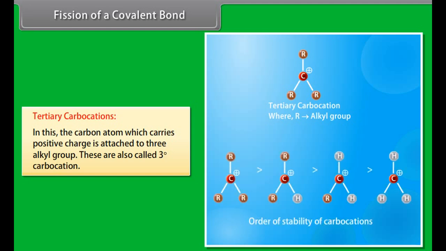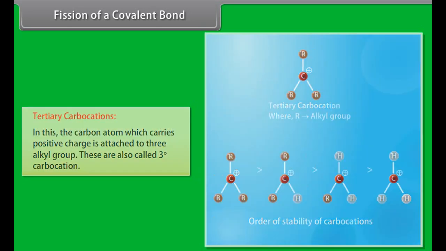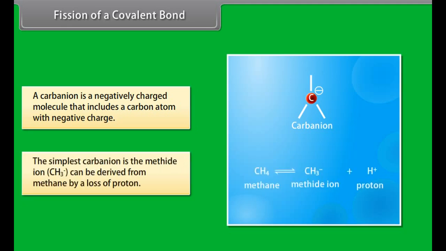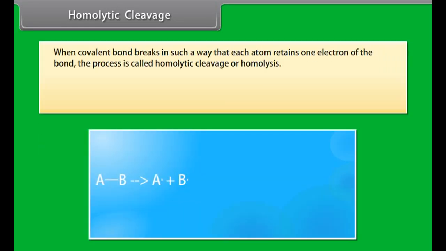These are also called 3-degree carbocation. Order of stability of carbocations is: a carbanion is negatively charged molecule that includes a carbon atom with negative charge. The simplest carbanion is the methide ion, can be derived from methane by a loss of proton. Homolytic cleavage. When a covalent bond breaks in such a way that each atom retains one electron of the bond, the process is called homolytic cleavage or homolysis. It often produces free radicals.